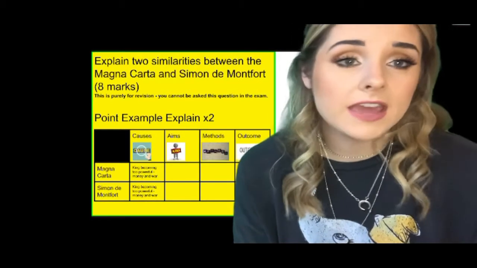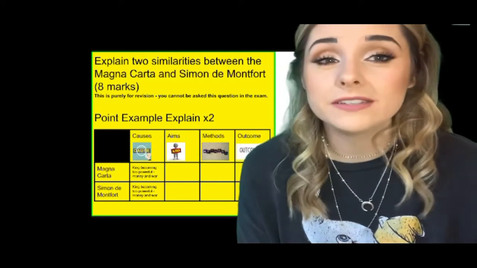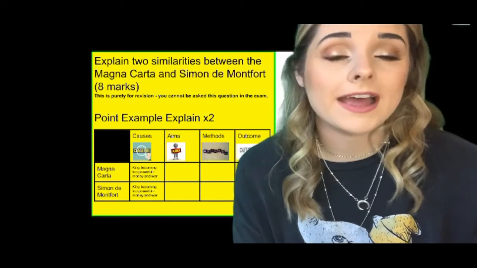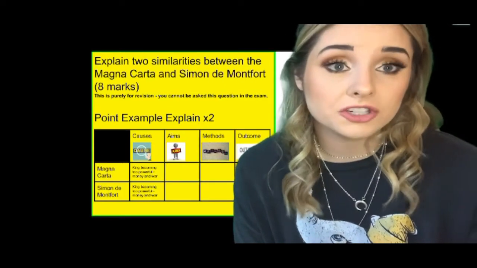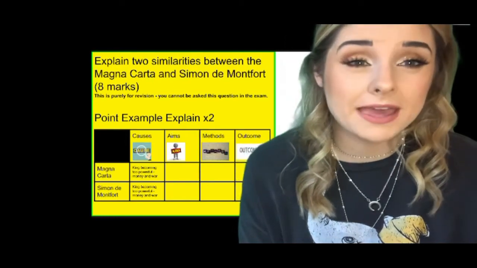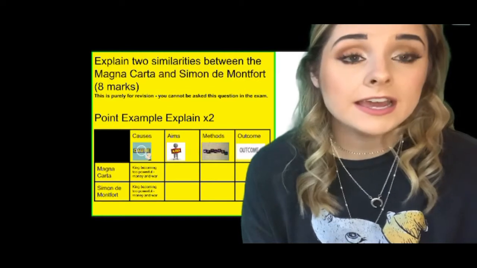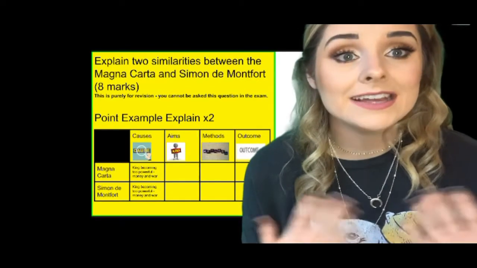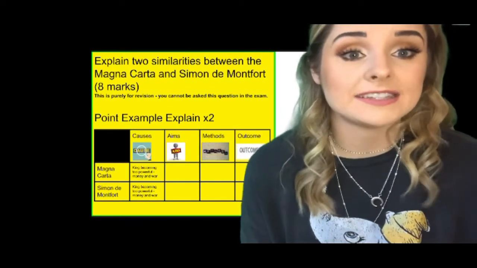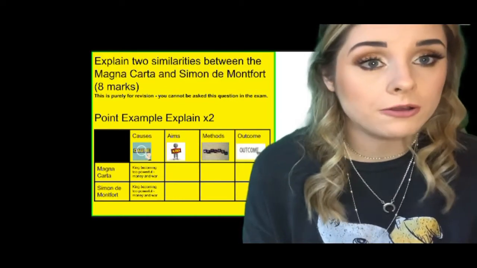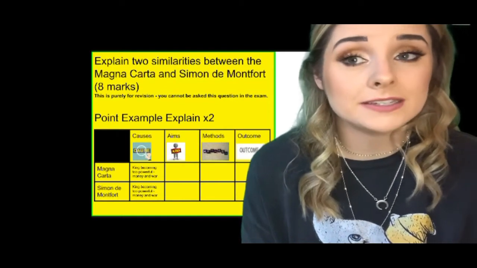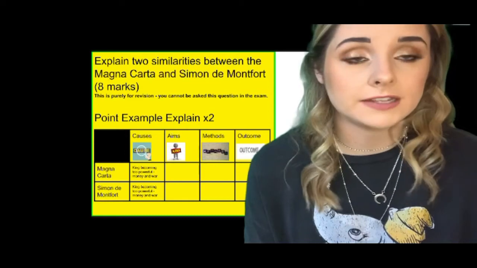You can also look at the aims. Particularly in both of these events, it was barons that took part in the protests. What did the barons want to achieve? When it comes to methods, how did they make both of the kings, John and Henry, sit up and notice that things had to change? And then what was the overall outcome? What actually happened because of these two protests?